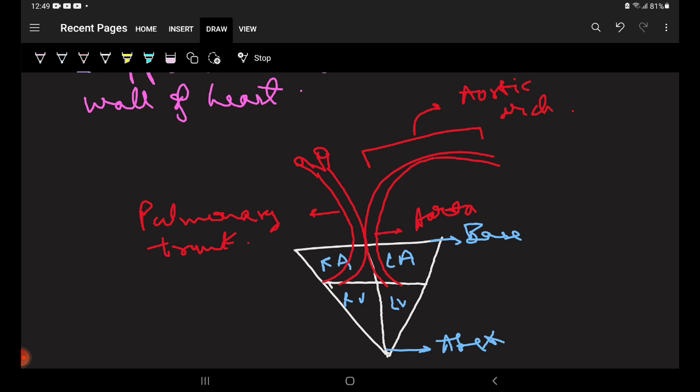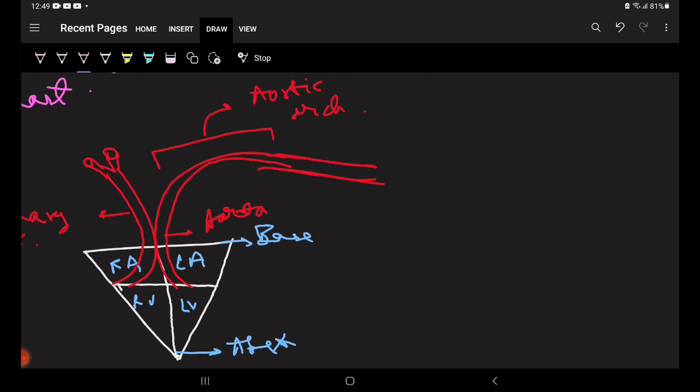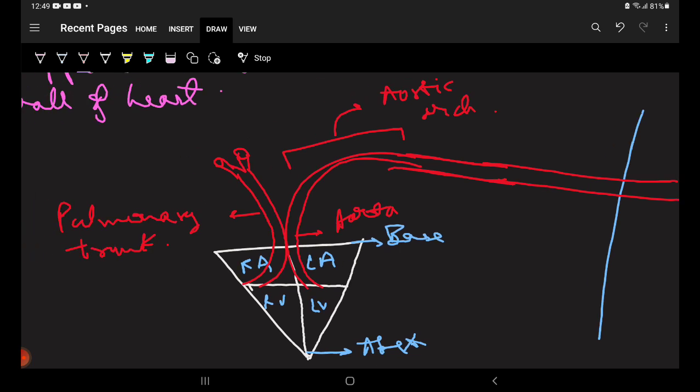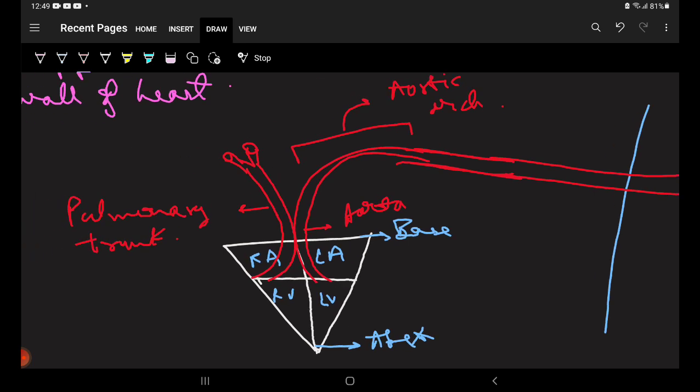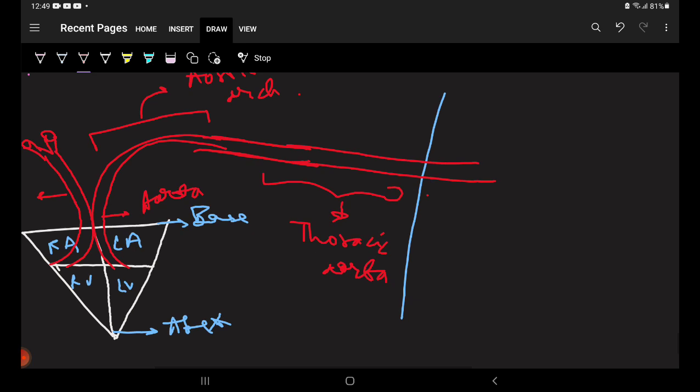Next it moves into the thoracic cavity, then it passes the diaphragm. So this is, suppose, the diaphragm. It crosses the diaphragm and enters into the abdominal cavity. Here it is called the thoracic aorta, and here it is called the abdominal aorta. And this is the diaphragm.